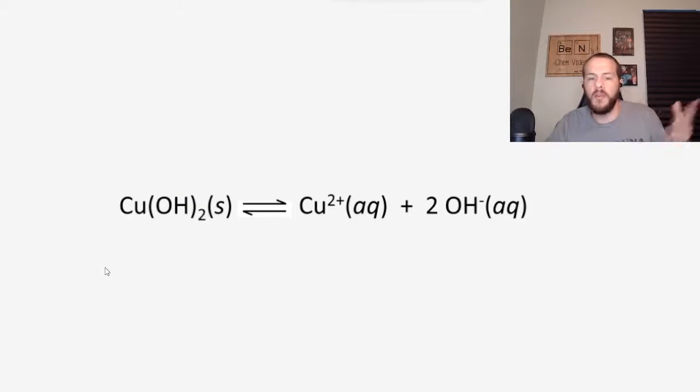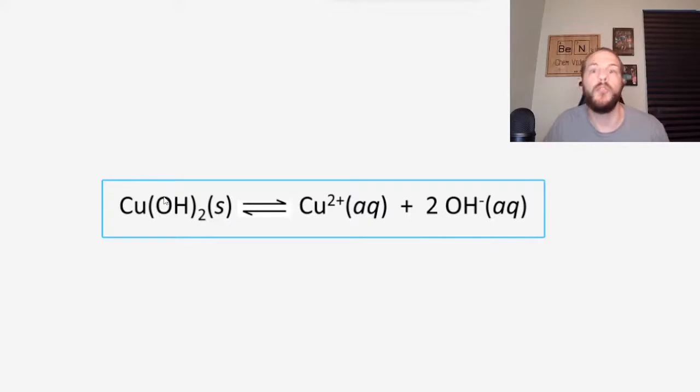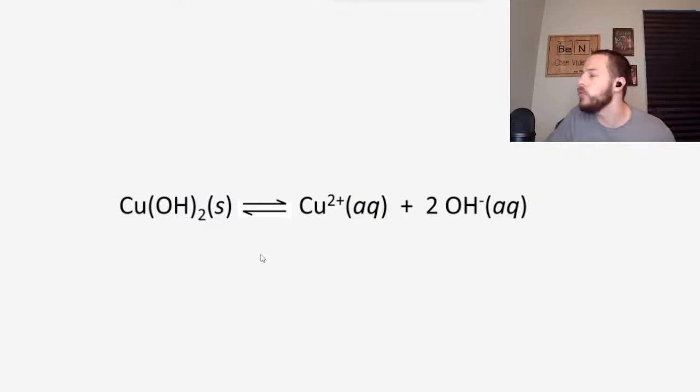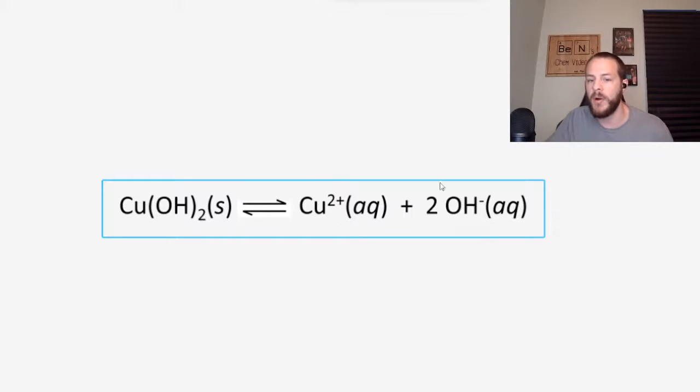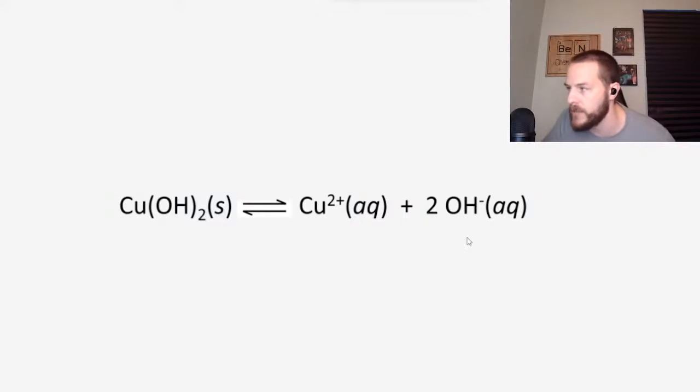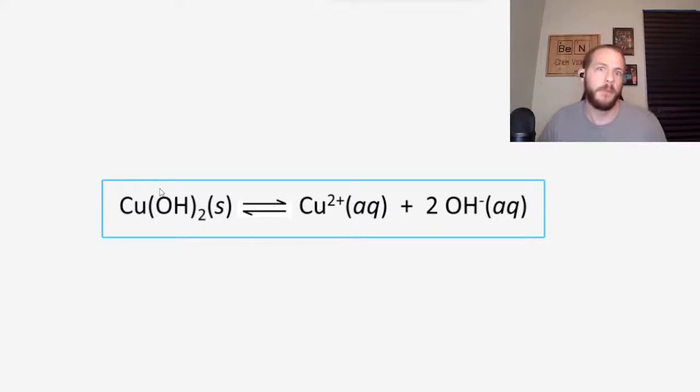Okay, so this equation describes the dissolution of copper 2 hydroxide into its constituent ions, where we have 1 copper ion and 2 hydroxide ions. And so the question is, what effect would the pH of this aqueous solution have on the solubility of this copper 2 hydroxide, right? Good question.